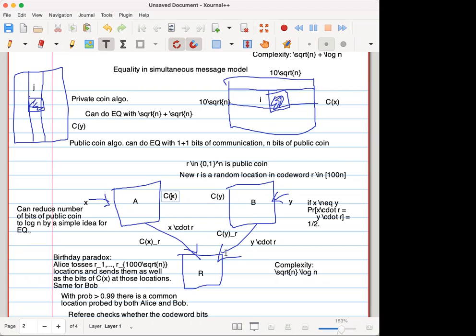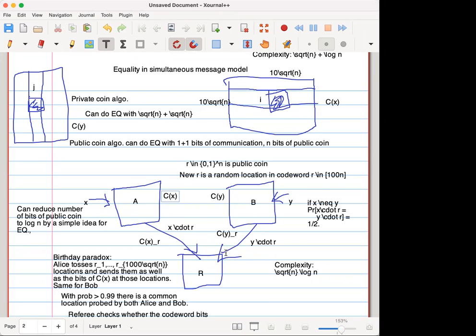If the two bits are the same, output equal. If they're different, output unequal. Now again, if X is equal to Y, it's clear that the referee will output equal with probability 1. So the success probability of this is 1 if X is equal to Y.